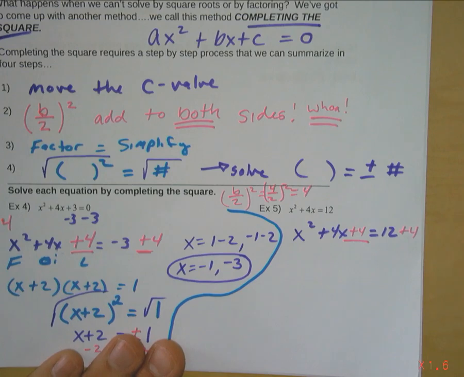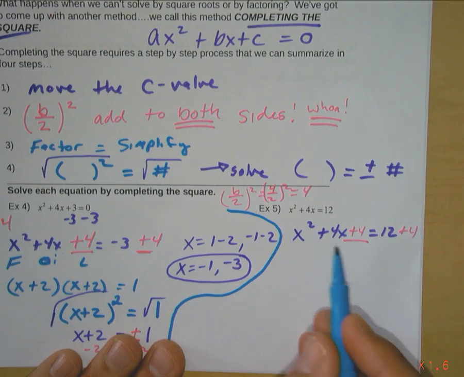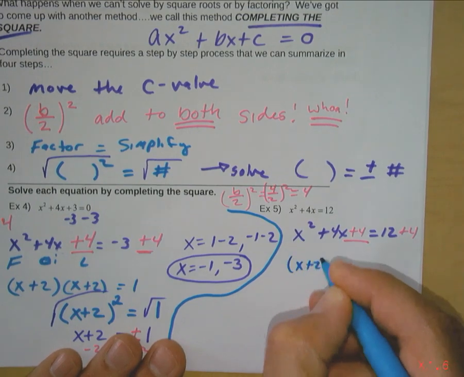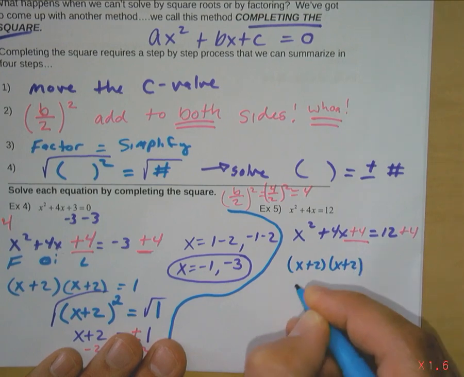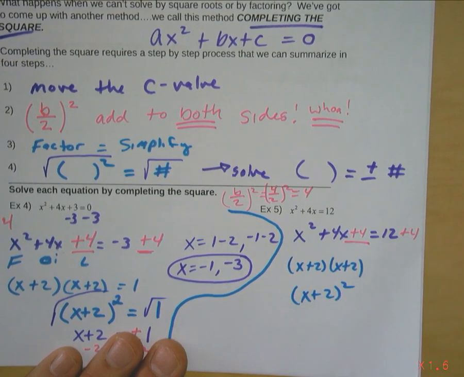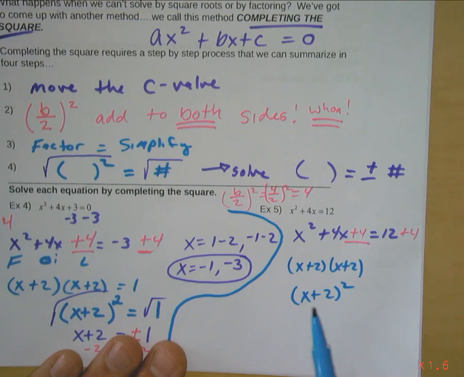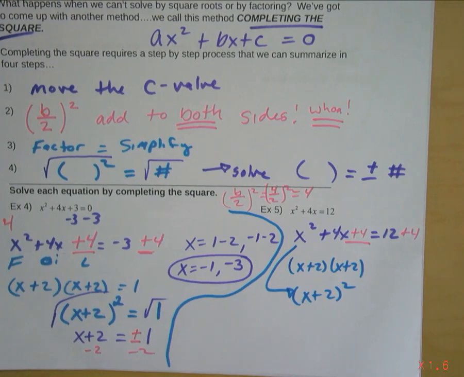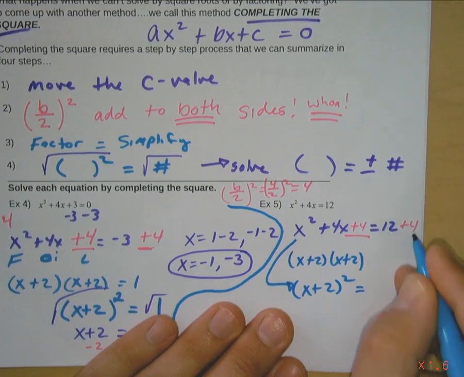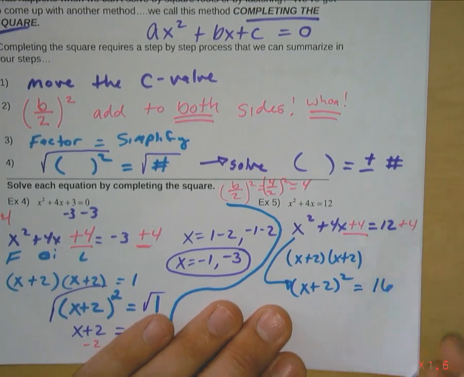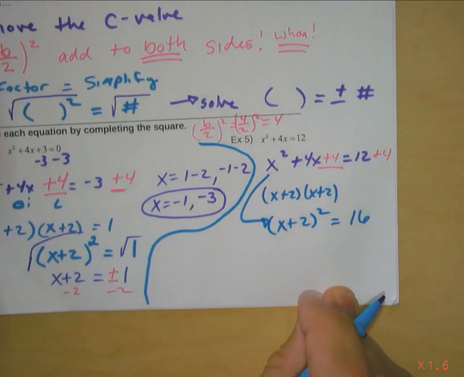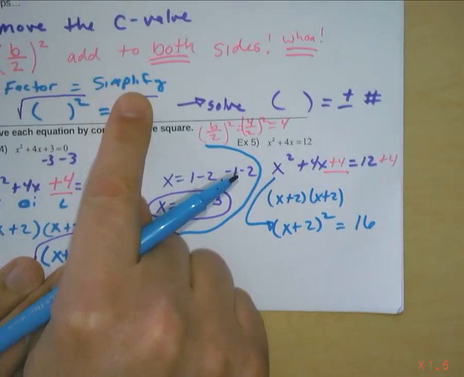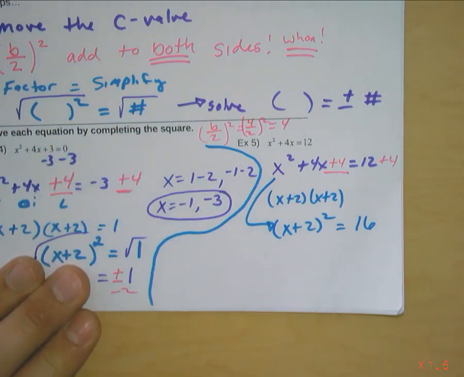All right, we factor. Teach me how to factor. Factors of 4 that add up to 4, we know is x plus 2 and x plus 2. Now for me, guys, when I do this, I go right to this quantity squared. I don't write this x plus 2, x plus 2. I always go right to that step. Because it's called completing the square, I should get a quantity squared. If I don't, there's something wrong. And now I get 12 plus 4, which we know is 16. So again, I factored the left, I simplified the right, and I got a quantity squared equal number.